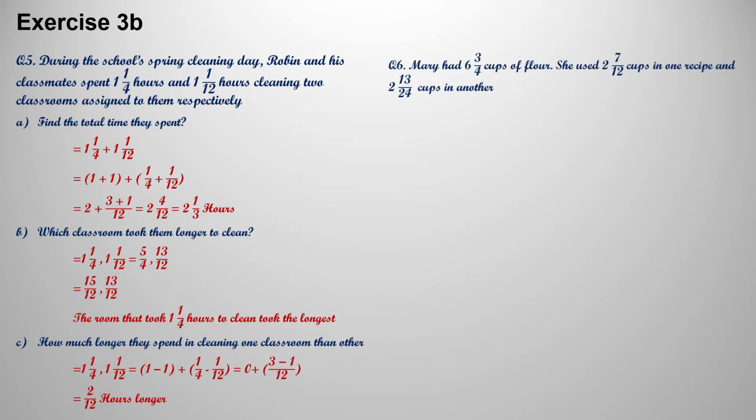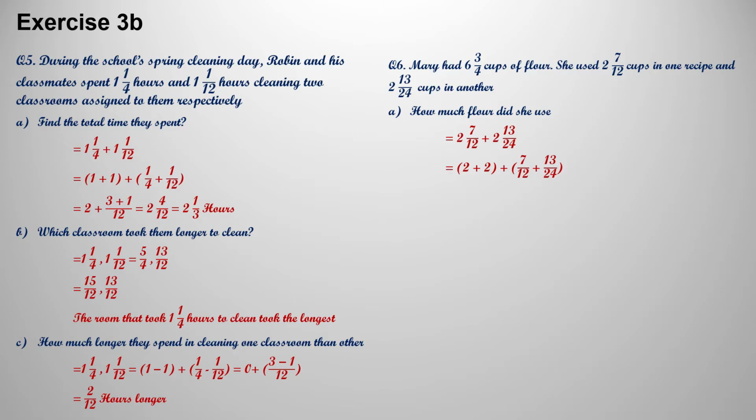Question number 6. Mary had 6 whole 3 by 4 cups of flour. She used 2 whole 7 by 12 cups in one recipe and 2 whole 13 by 24 cups in another recipe. How much flour did she use? We simply add 2 whole 7 by 12 and 2 whole 13 by 24. Adding the whole numbers and the fractions individually and then summing them up, we have 2 plus 2 plus 7 by 12 plus 13 by 24.